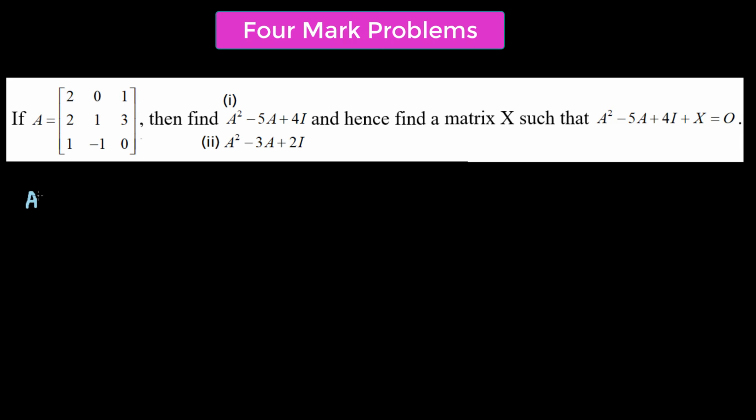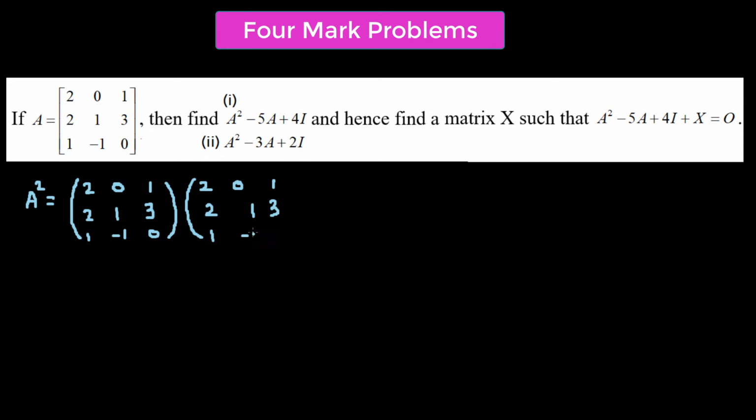So A squared is simply going to be, we take the matrix A, 2, 0, 1, 2, 1, 3, 1, negative 1, 0, and then multiply it to itself: 2, 0, 1, 2, 1, 3, 1, negative 1, 0. So we take the first row and multiply it with the first column. So we'll get 2 times 2 is 4, plus 0, plus 1. So this is going to be 4 plus 1.